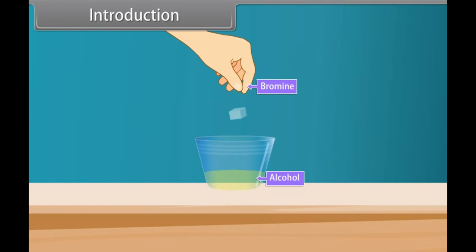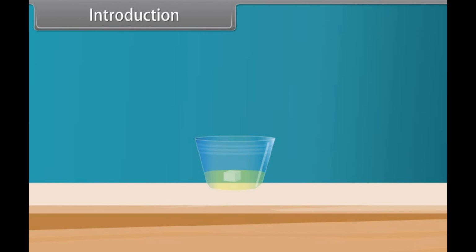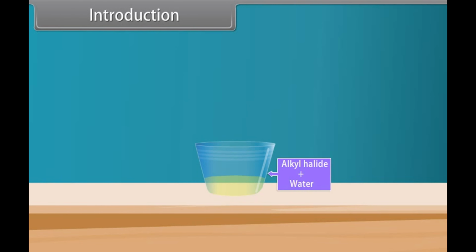When we drop bromine in alcohol, then chemical reaction occurs and it forms alkyl halide and water. In this lesson, we will learn more about chemical reactions of alcohols, phenols and ethers. Objectives.